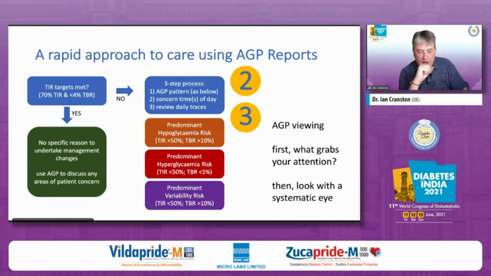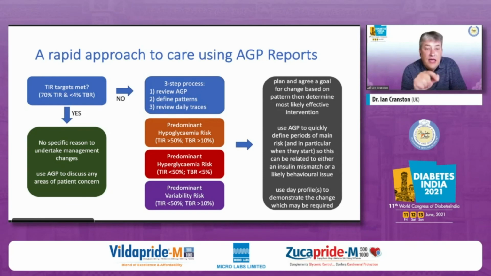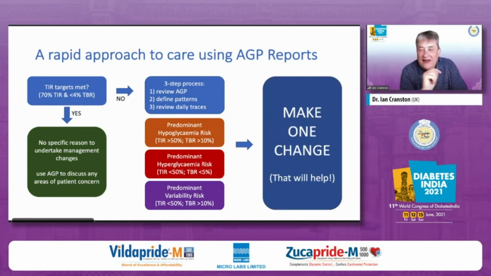Once we know what the predominant issue is, we're then able to take that forward and discuss it with the patient, often using an individual day profile as an easier way of discussing it. And I think the key statement I would like to make at the end is: only make one change. If you make lots and lots of changes, it's very difficult to then work out what made the difference over time.